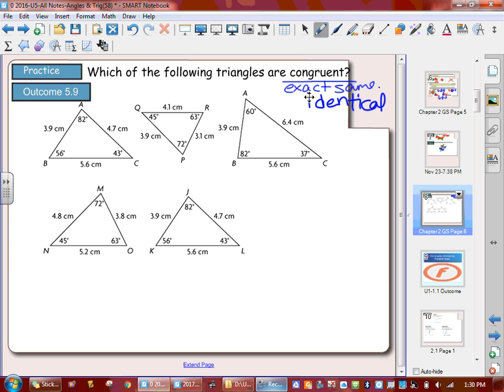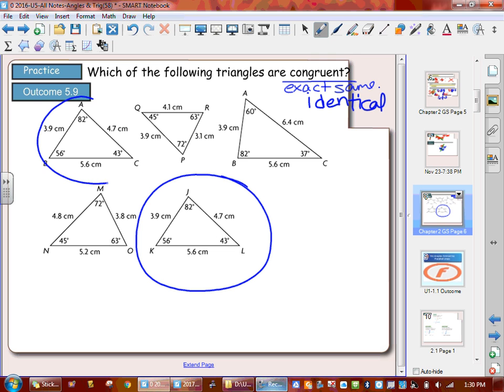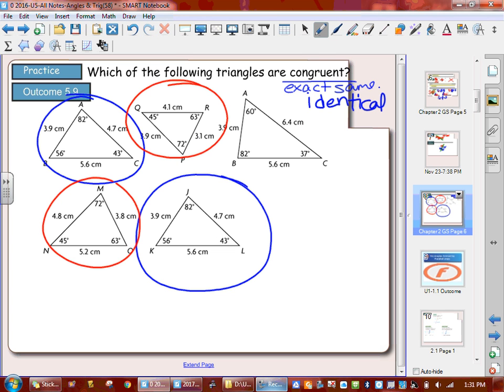Any ideas? JKL and ABC, you betcha. Any others? Good. The red ones are also a pair. What about the one on the right? He's his own family. He has no friends. He's the one that doesn't have a matching pair. So this one, no matching pair. The other two had a matching pair. Okay, this concludes lesson 1A of Unit 5, Trigonometry and Angles.